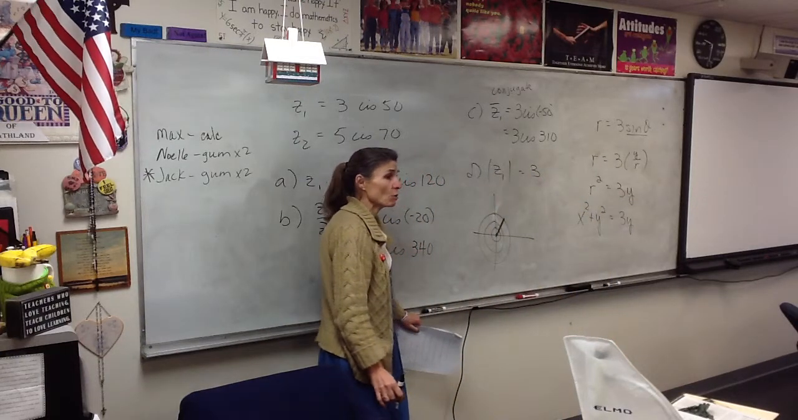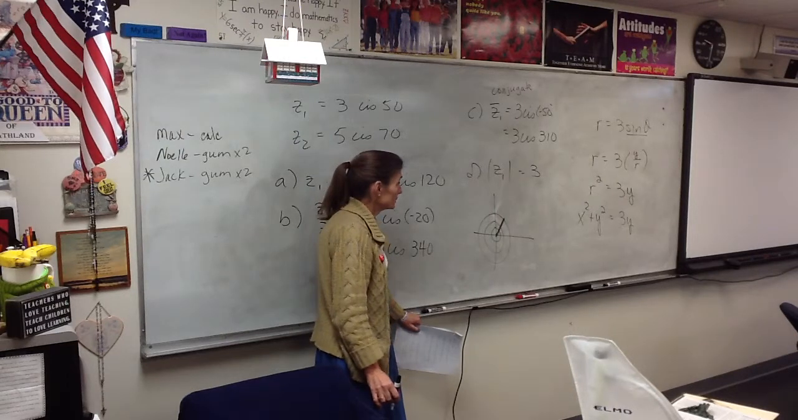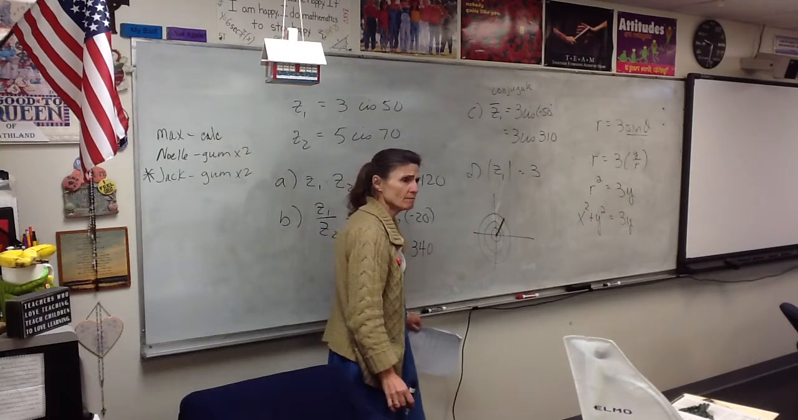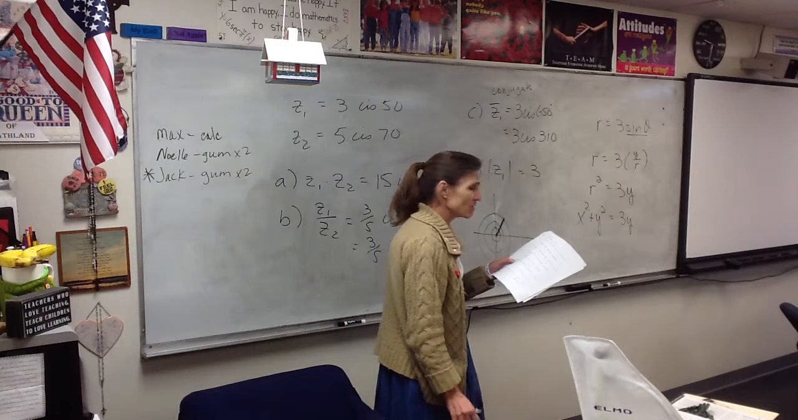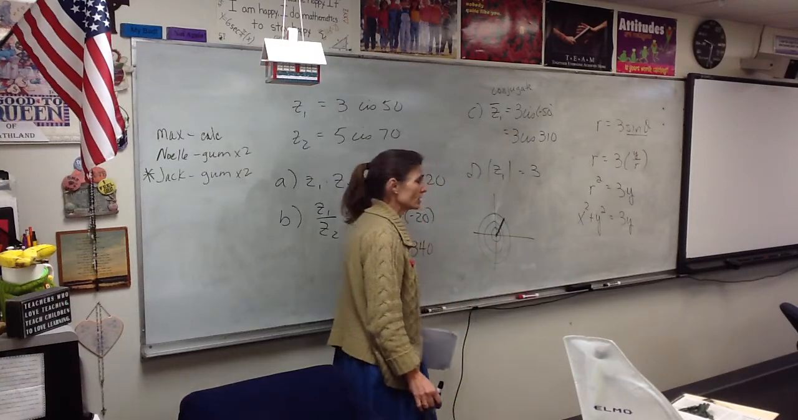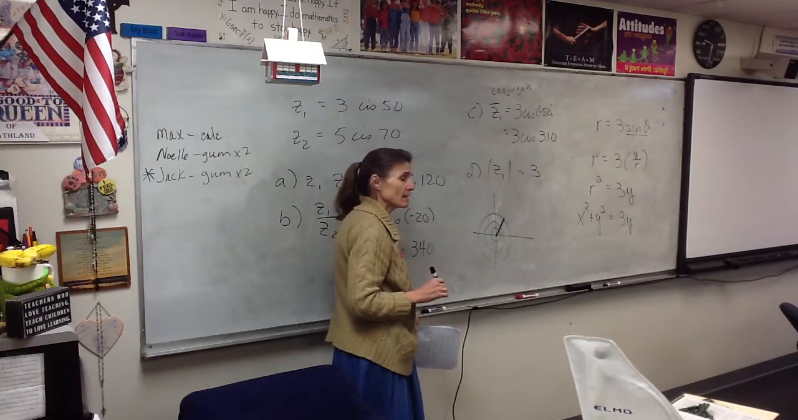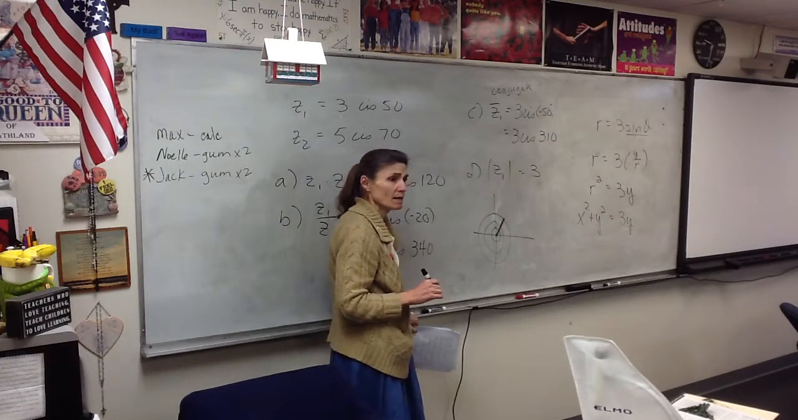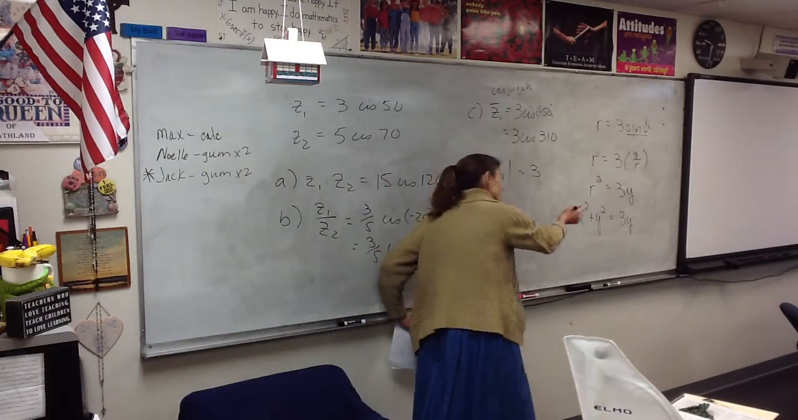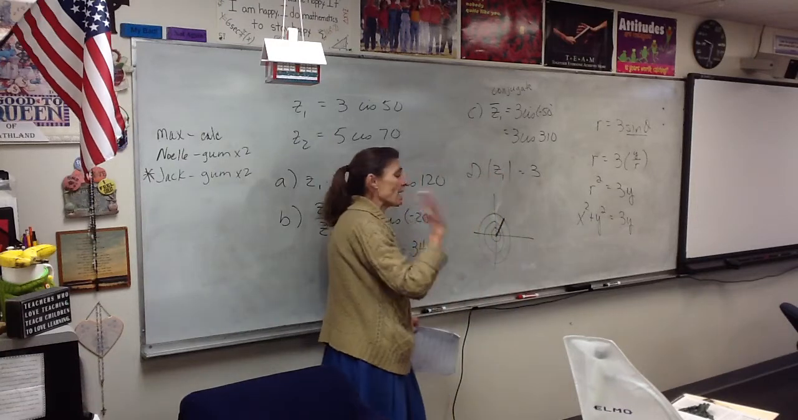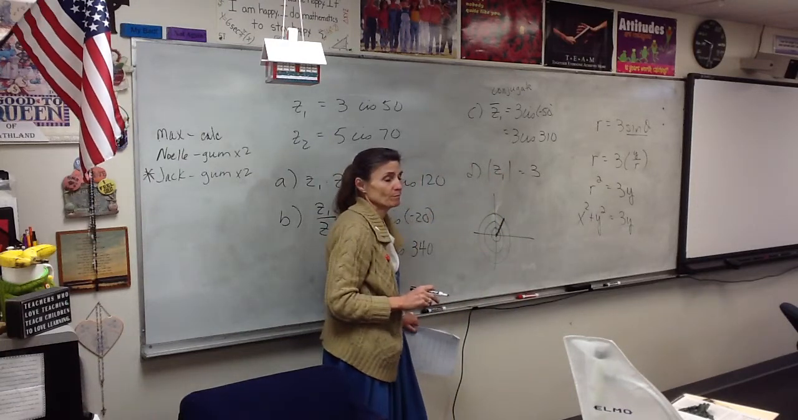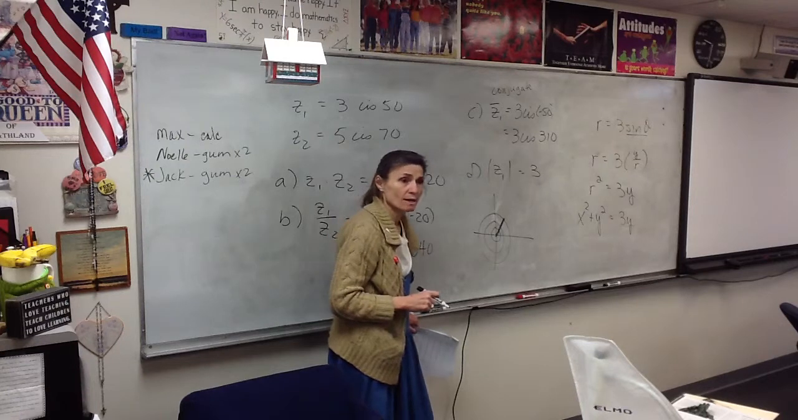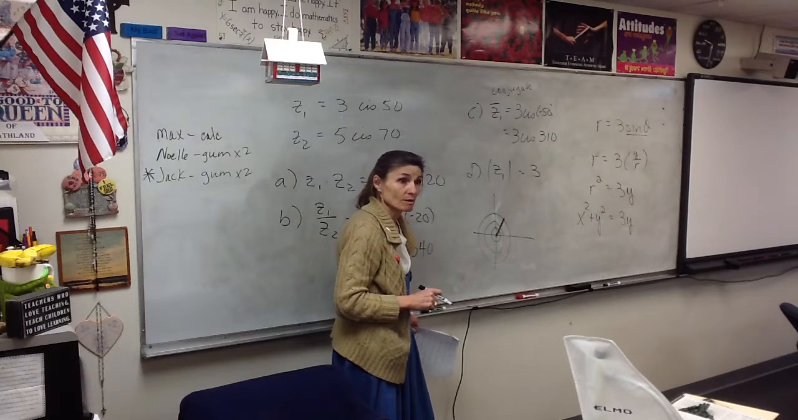Now look at that equation. What were the directions again? Write as a Cartesian equation. Have I done it? Yep, my variables are all x's and y's. I'm done. Now, could I mess around with that and do stuff to it? Absolutely, but you don't need to. The directions said get x's and y's. Okay?